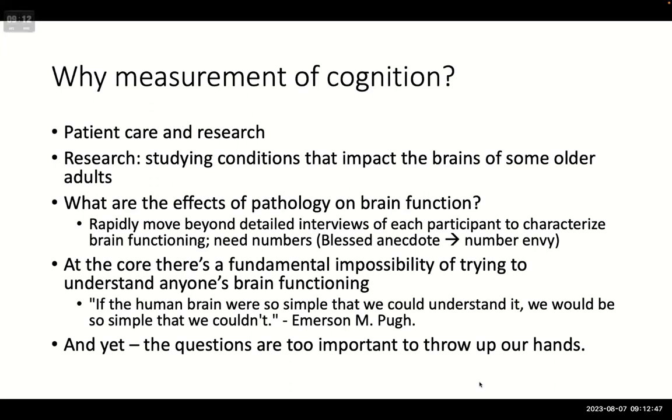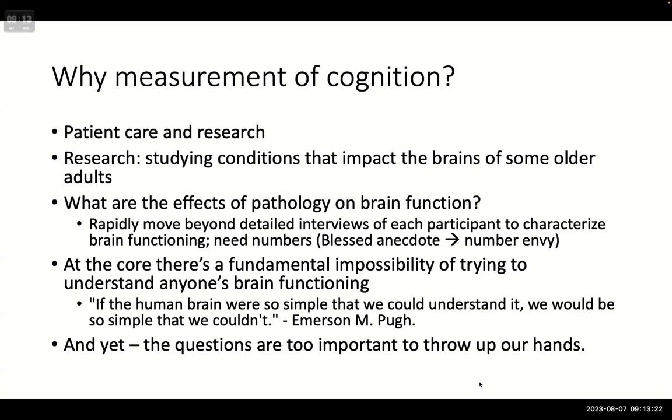So I think there are 2 areas that I think of with why we measure cognition, and that's patient care and research. And especially research initially. So we're studying conditions that impact the brains of some older people. And the overarching question that we're trying to assess really, I think, is what are the effects of pathology on brain function? And we rapidly move beyond detailed interviews of each participant to characterize brain functioning, and we need numbers.